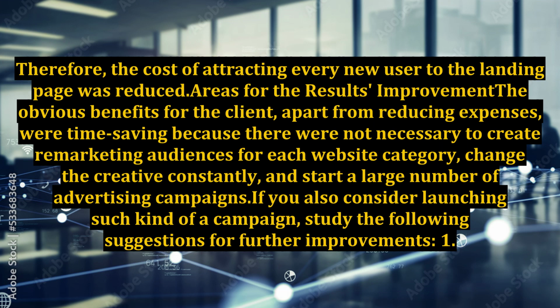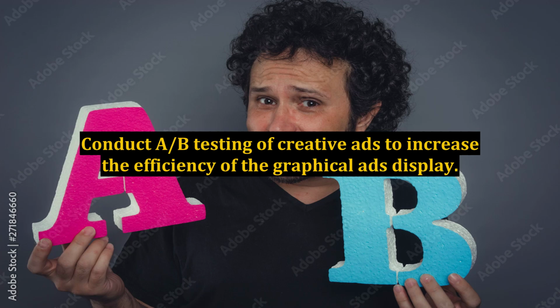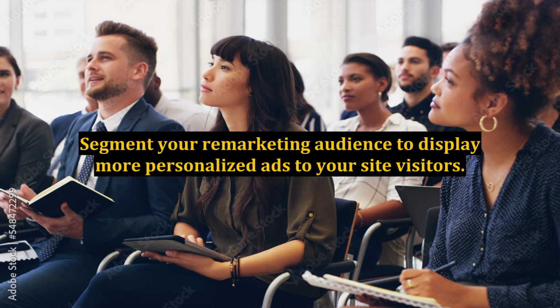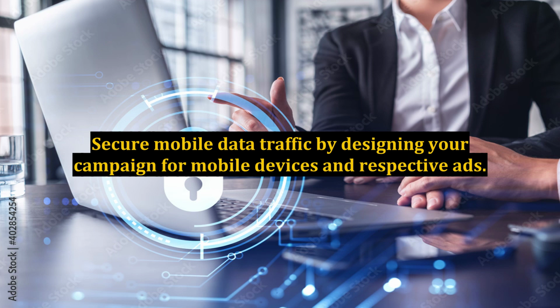If you also consider launching such a campaign, study the following suggestions for further improvements. 1. Conduct A/B testing of creative ads to increase the efficiency of the graphical ads display. 2. Think about using the DoubleClick Bid Manager tool, which complements the GDN. 3. Segment your remarketing audience to display more personalized ads to your site visitors. 4. Secure mobile data traffic by designing your campaign for mobile devices and respective ads.